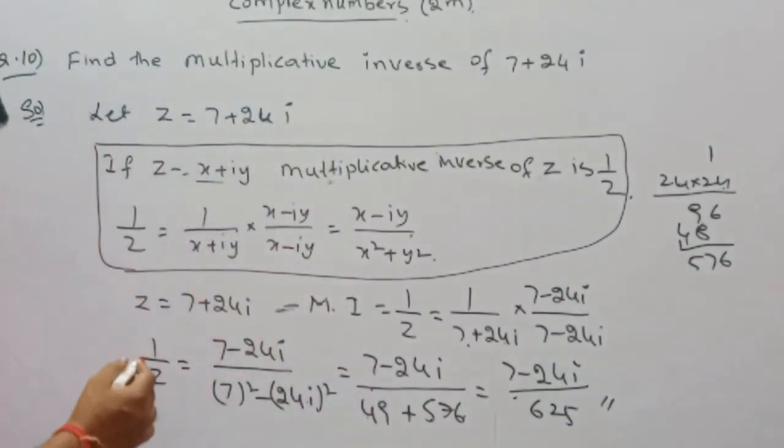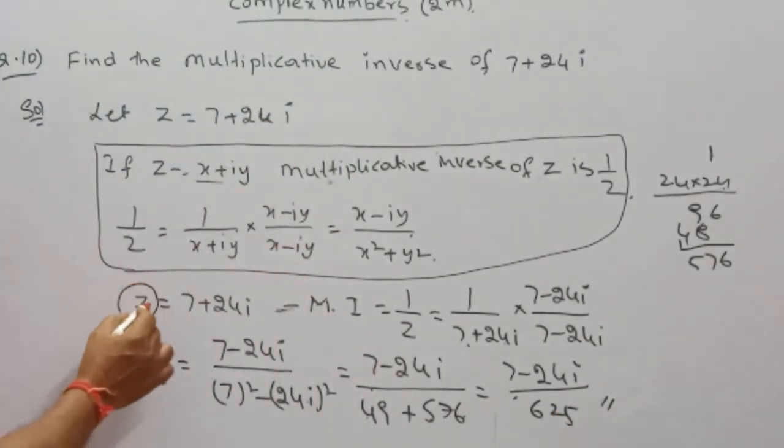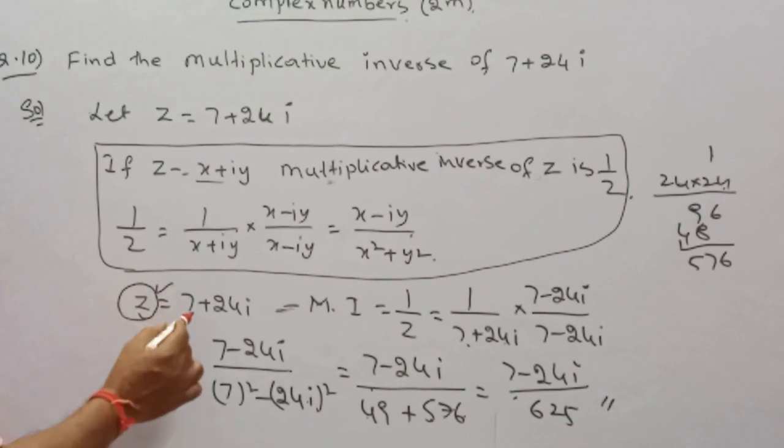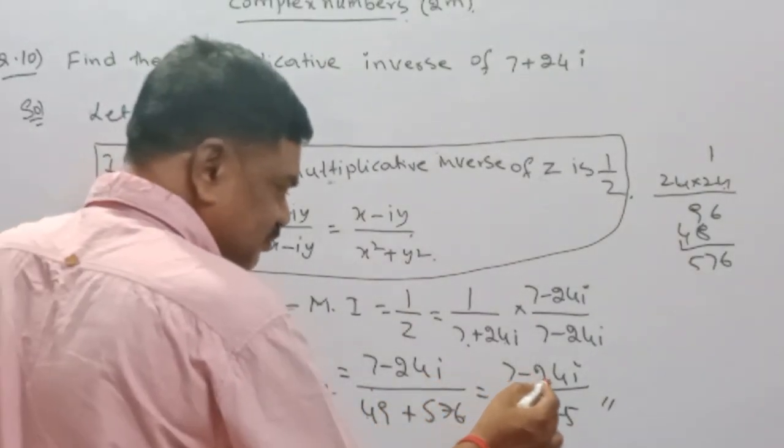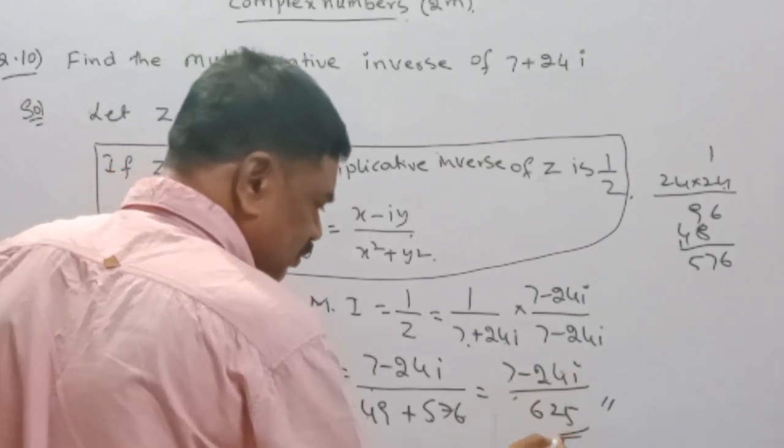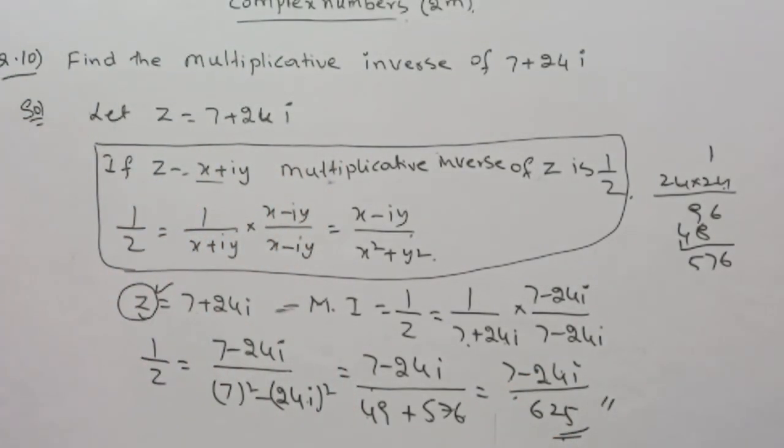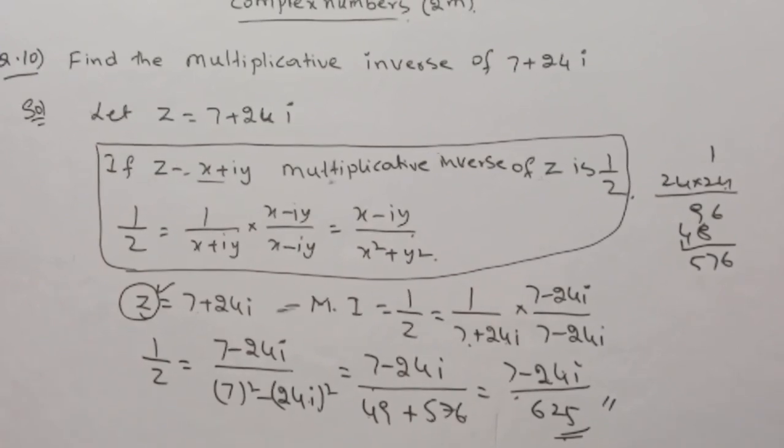Okay, all of you. What is the multiplicative inverse of z is equal to 7 plus 24i? This is (7 minus 24i) by 625, the multiplicative inverse of the given z is equal to 7 plus 24i. Okay, all of you. That's all.